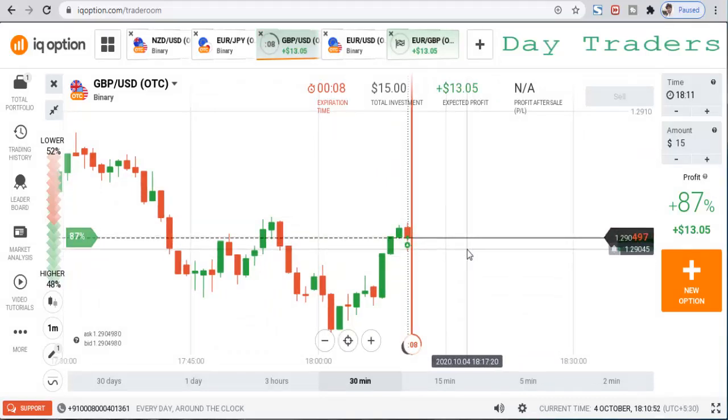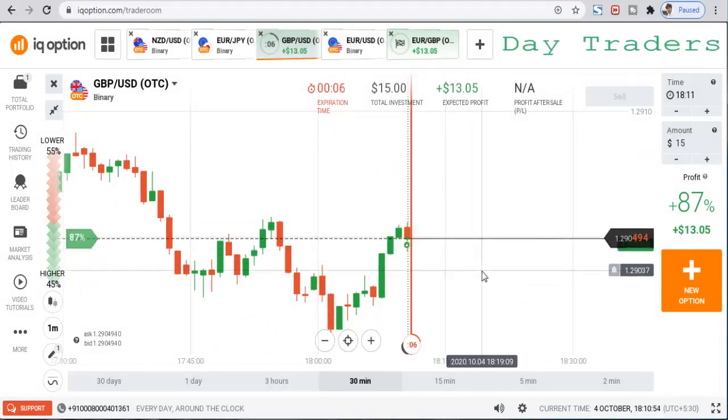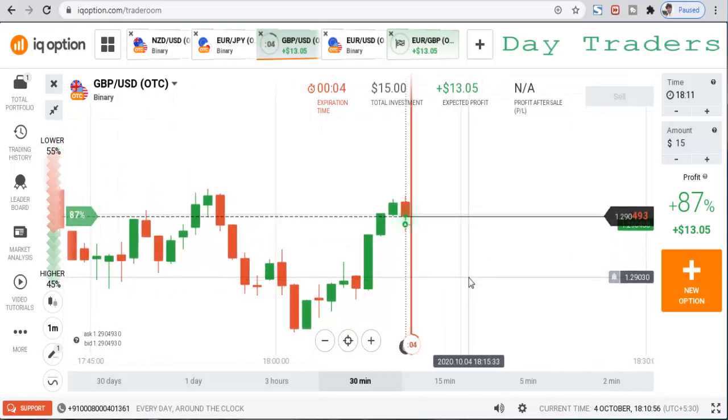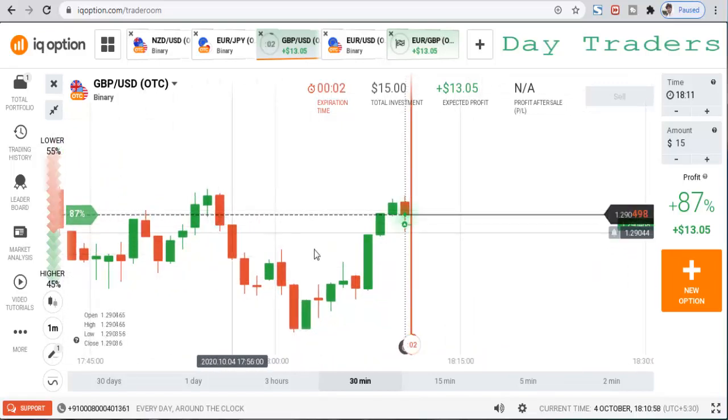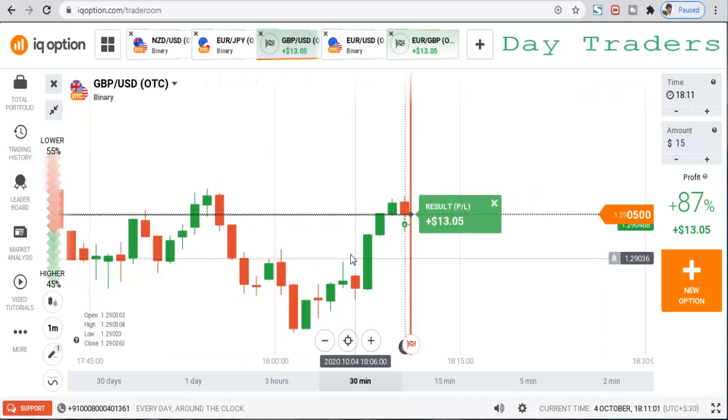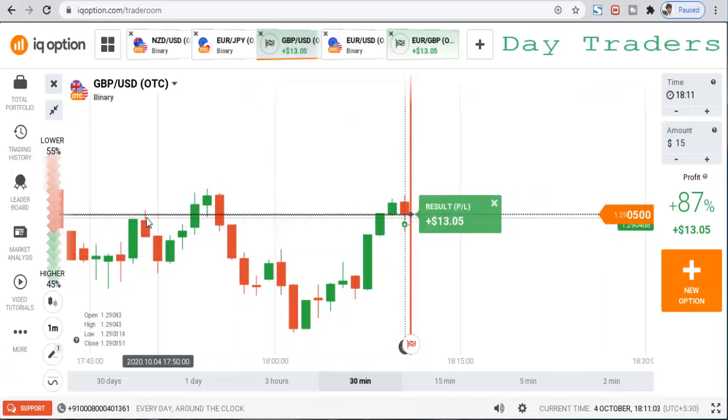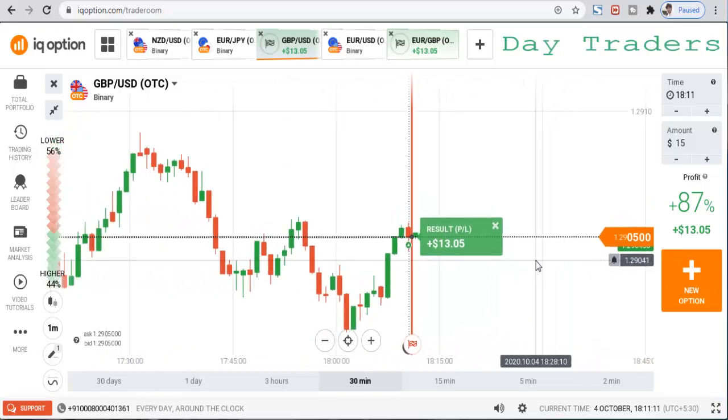So I'm expecting this candle to close above my entry point. It makes a rejection candle. Okay, you can see very strong rejection. This is a minor resistance level and also a round number at this point. So that's the reason I will place a higher option. Okay, this is a winning trade. I'll check the next pair.